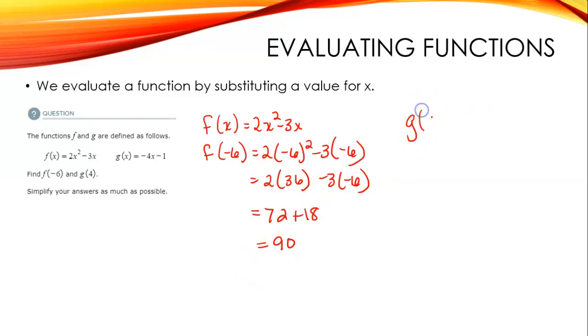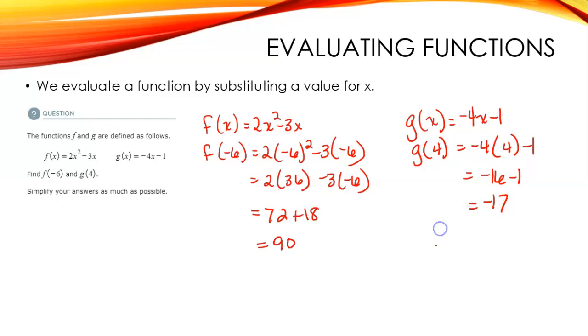For g of 4, you should have been using the g of x equation. So that's negative 4x minus 1. And you're replacing x. So that's negative 4 times 4 minus 1. Negative 4 times 4 is negative 16. And negative 16 minus 1 is negative 17. So that's just more on being able to use function notation.